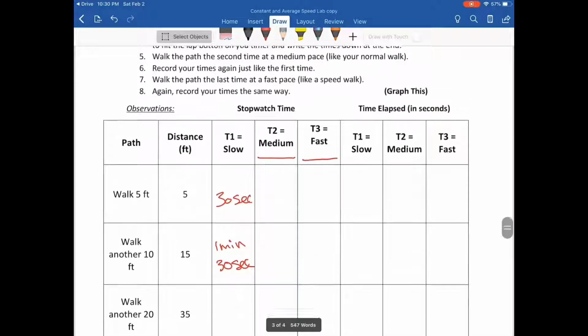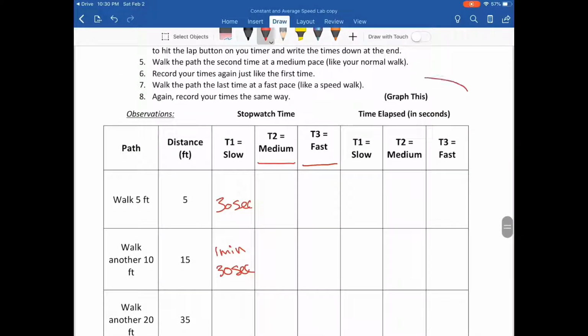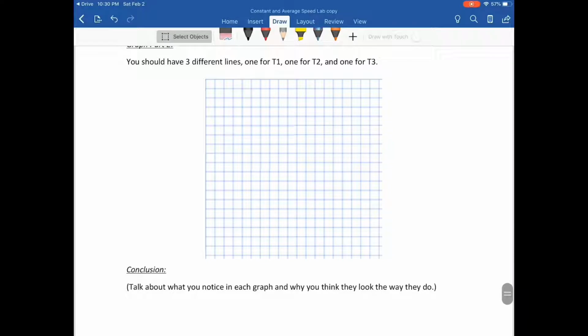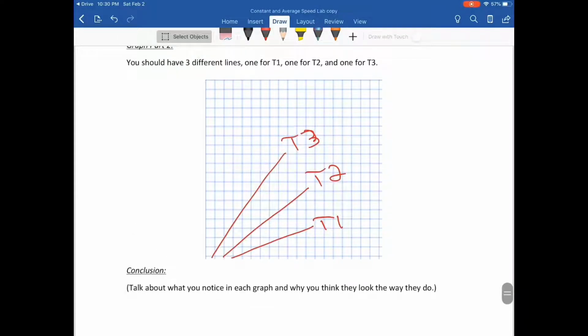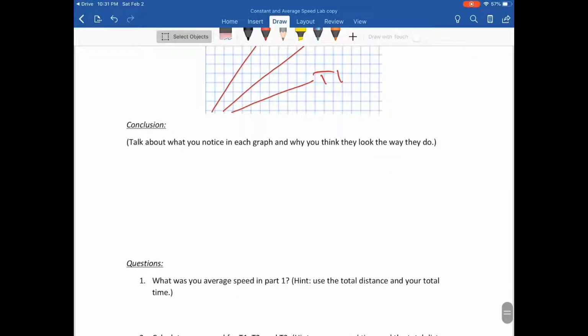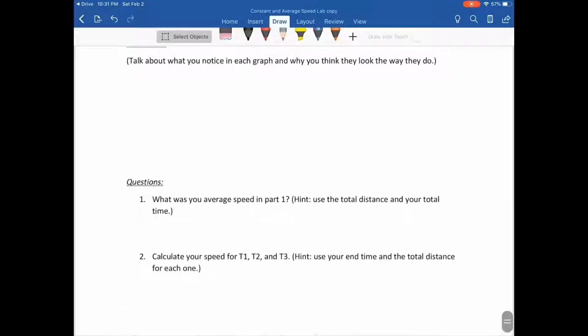And then on this side of the table, you are going to do elapsed times again, just like you did on the one before, but you need to graph this one. So when we're graphing these, you're going to have 3 different lines, and they're going to look something like that. This shows continuous speed, and this shows that the slower you walk, the slower your speed, and you can see it on the graph and how they relate. And then you need to write me a conclusion looking at every graph, and then answer the questions down here.